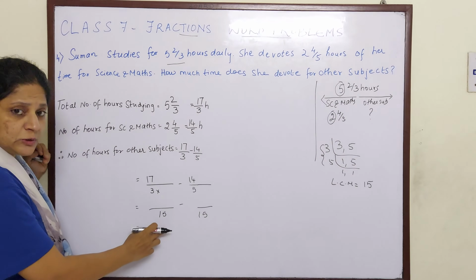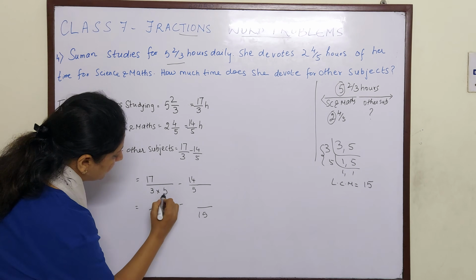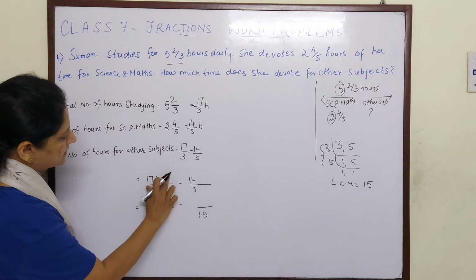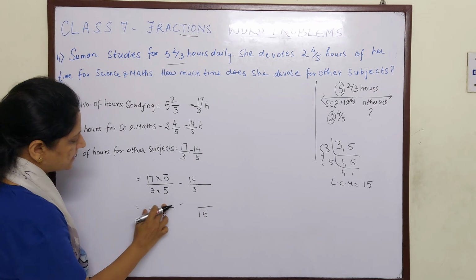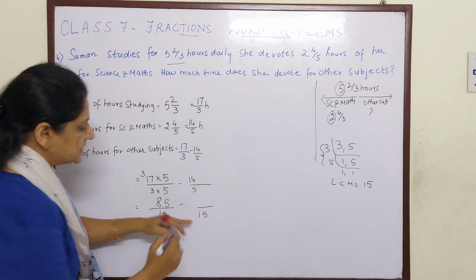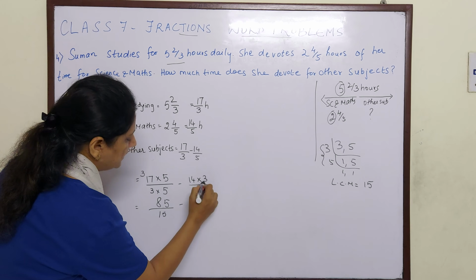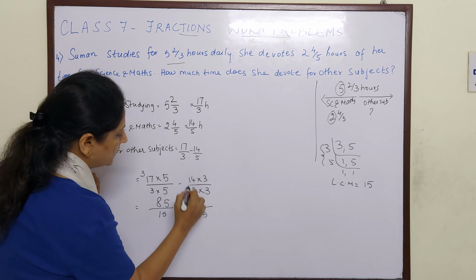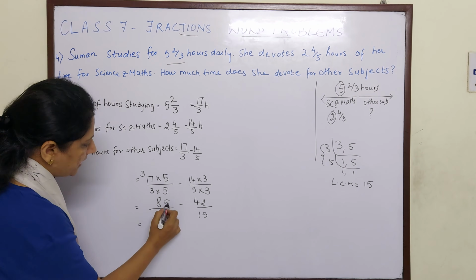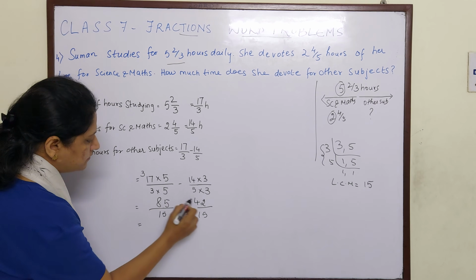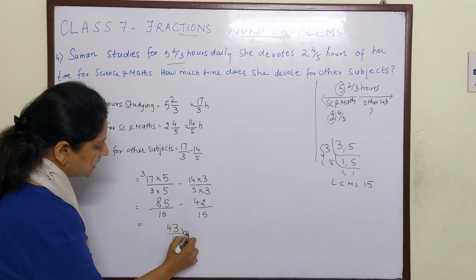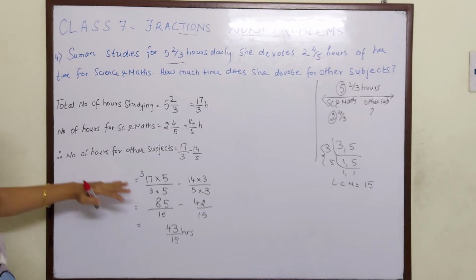Now let us convert it into denominator 15. So 3 5s are 15. So 17 5s are, 5 7s are 35, 5 1s are 5 plus 3, 85. Now 5 3s are 15. So what is 14 into 3? 3 4s are 12, 3 1s are 3 plus 1, 42. So now we have got the like denominators. So let us subtract. 85 minus 42: 5 minus 2 is 3, 8 minus 4 is 4, 43 by 15. So she is spending 43 by 15 hours on the other subjects.